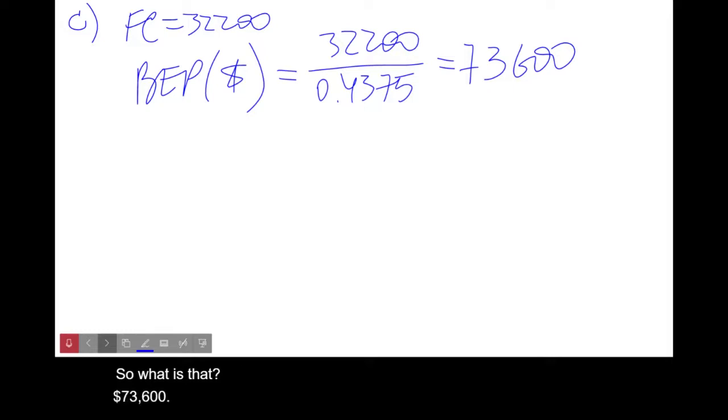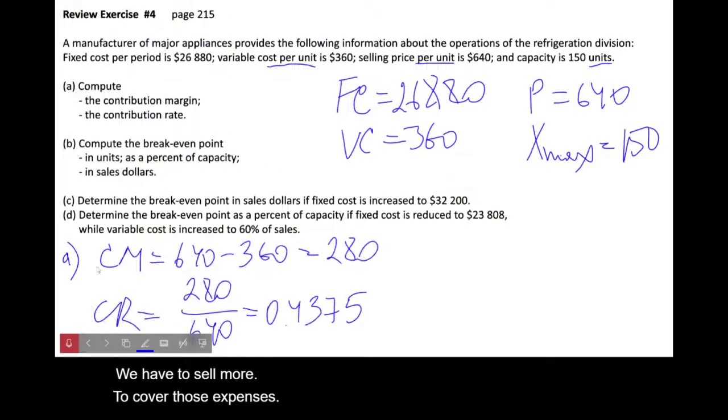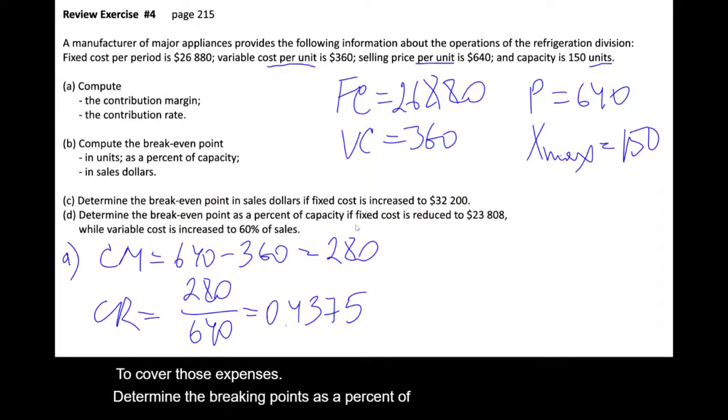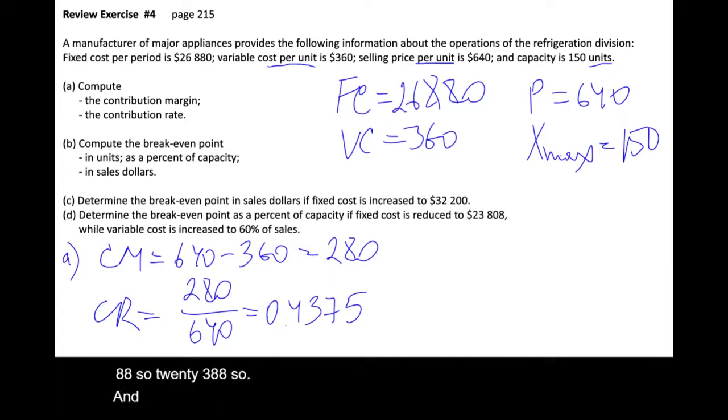$73,600. So we raised expenses, obviously. We have to sell more to cover those expenses, right? Determine the break-even points as a percent of capacity if fixed cost is reduced to 23,808, and variable cost is 60% of sales.